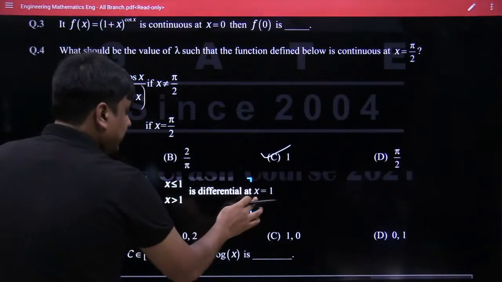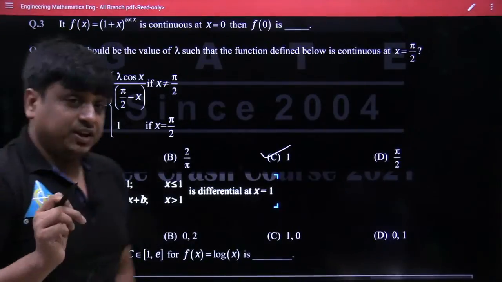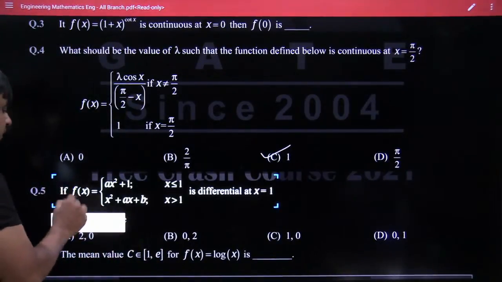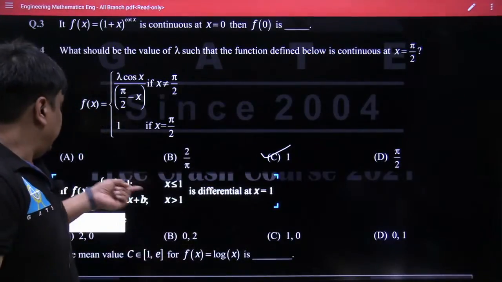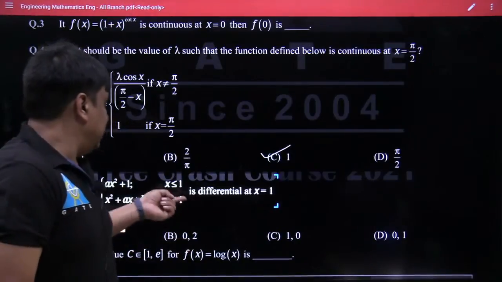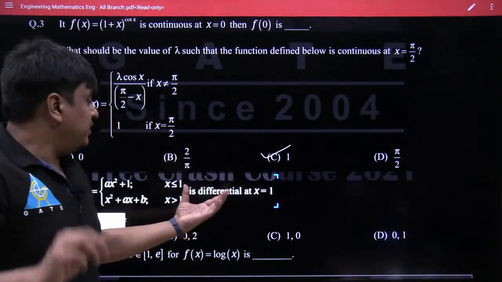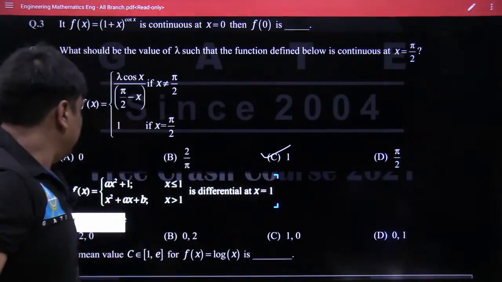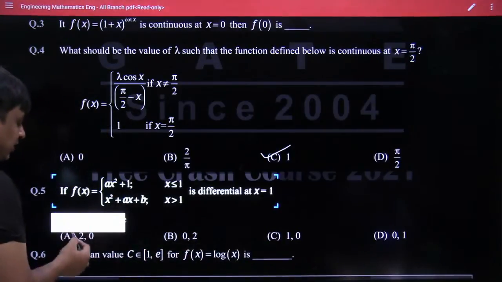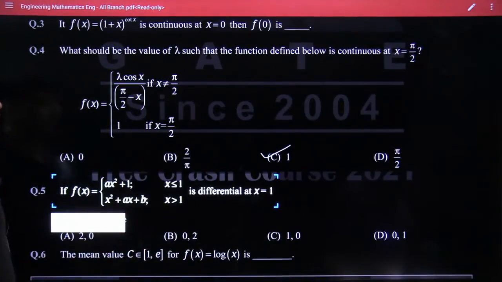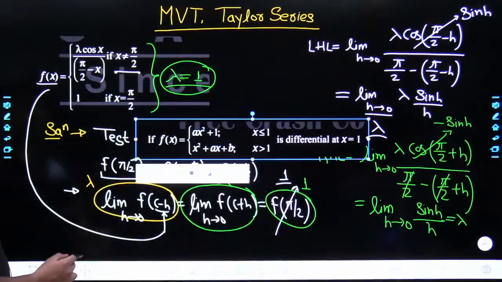So try to understand what question number 5 states. The problem states: if f of x is equal to ax square plus 1 for x less than or equal to 1, and x square plus ax plus b for x greater than 1, the function is found to be differentiable at x equals 1, what must be the appropriate values of a and b? So in sequence, the first value is a and the second value is b. I need to calculate this. Let me take it to the working mode.